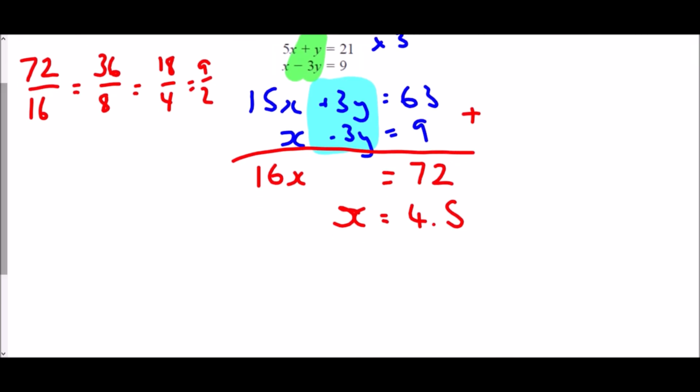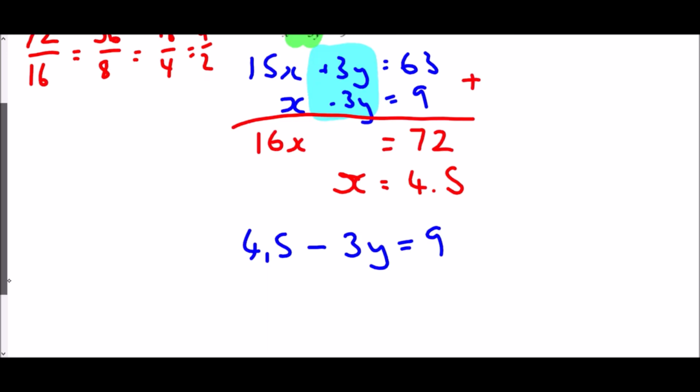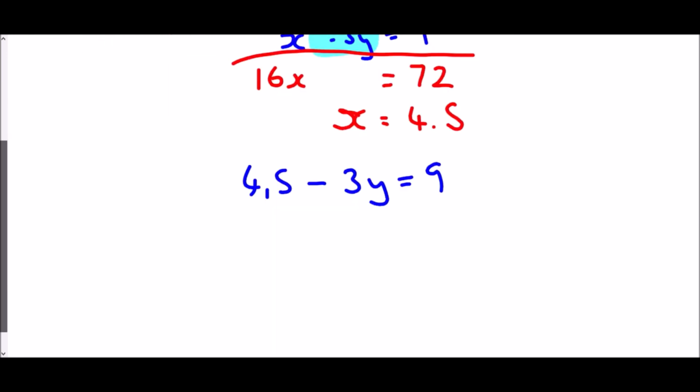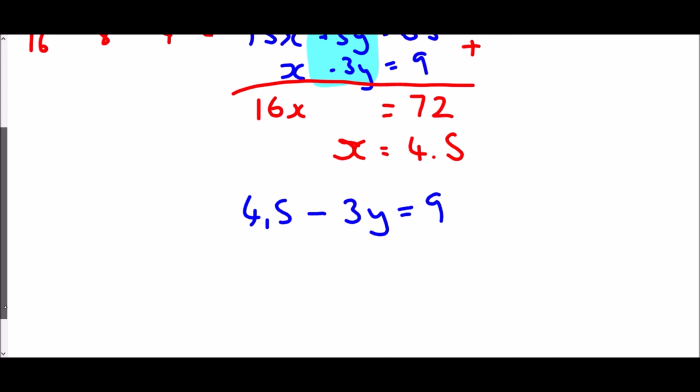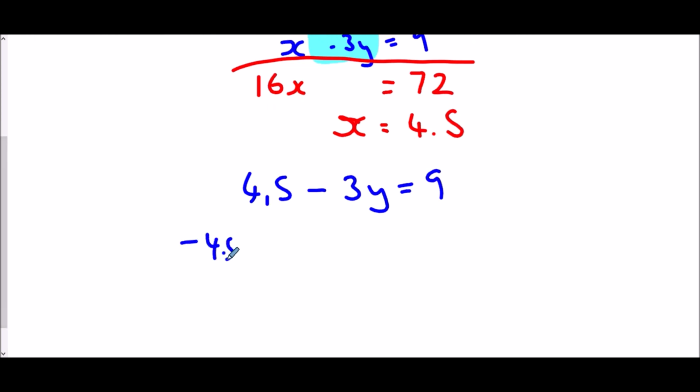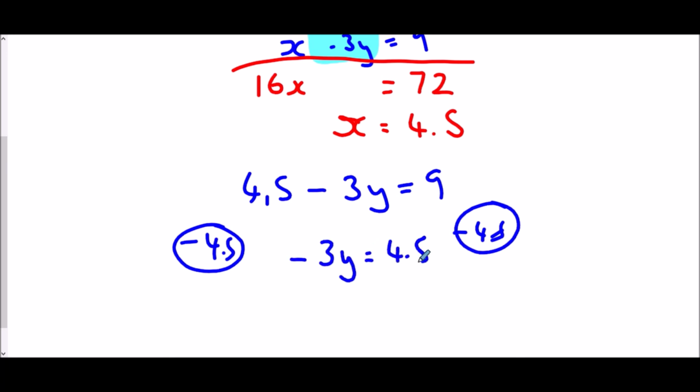We now need to substitute that value into one of the equations. Let's go with the second one just because the x is a little bit more simple in that case. So x is 4.5. Take away 3y equals 9. So the first thing I want to do, I want to subtract 4.5 from both sides. And so negative 3y equals 4.5.